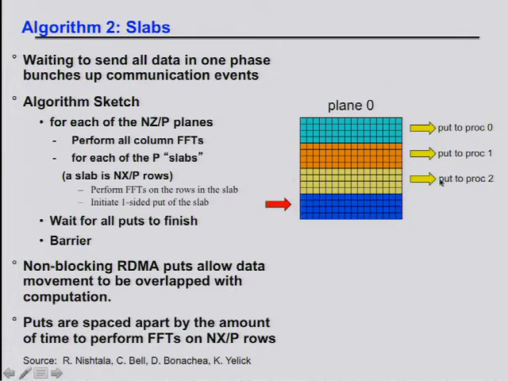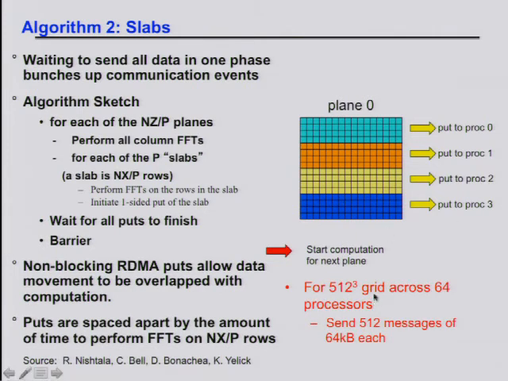And then there's a pipeline. And I send the yellow stuff to processor 2. I do the FFTs of the blue rows. And then I put that to processor 3. And then I start the next plane. And there are 4 planes. So I pipeline all of these slabs. So for the 512 cube grid, I'm sending lots more messages than I had before. I had 64 messages before. Now I have 512, but they're proportionally smaller. I'm sending the same amount of data.